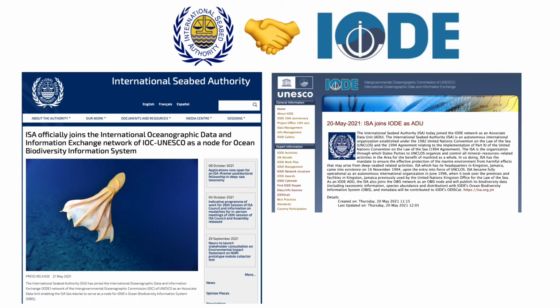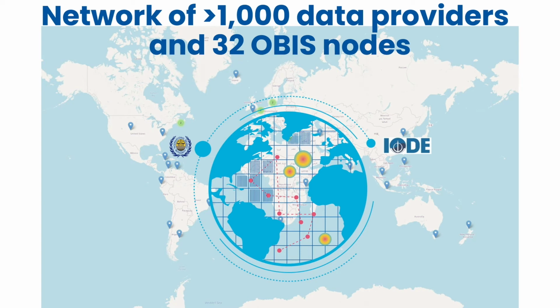In May this year, the ISA joined the IODE OBIS network as one of the OBIS nodes. So they became an associate data unit of IODE. So they joined our network of 32 OBIS nodes. And the OBIS nodes connect us with more than 1,000 data providers. The OBIS nodes collect all the information and publish it so that we can harvest it and integrate it into a central data system.